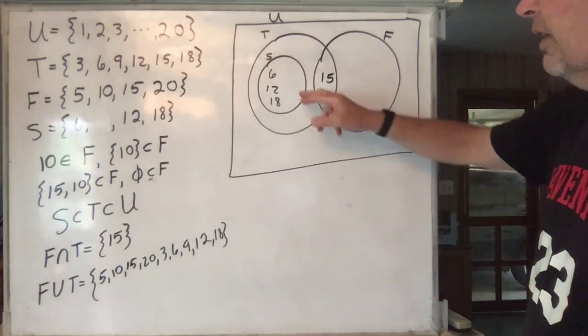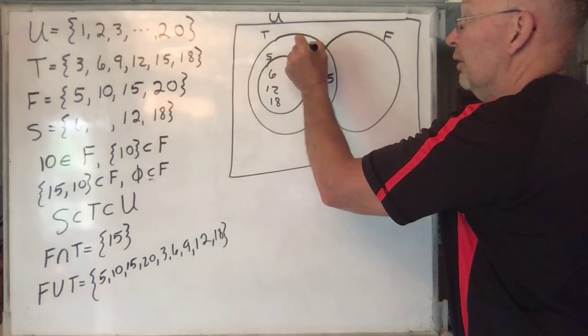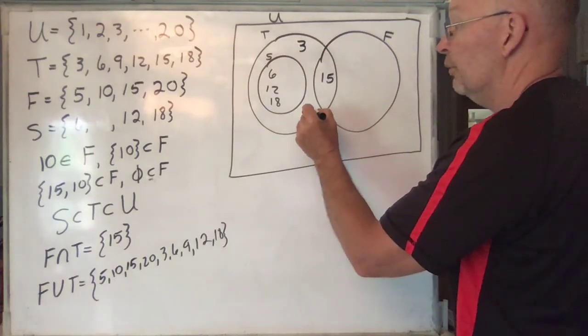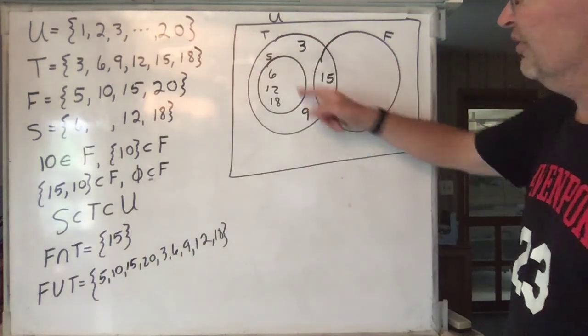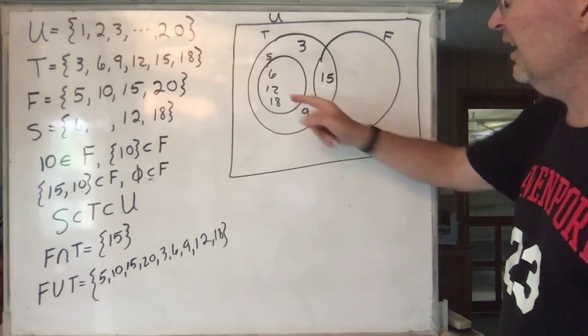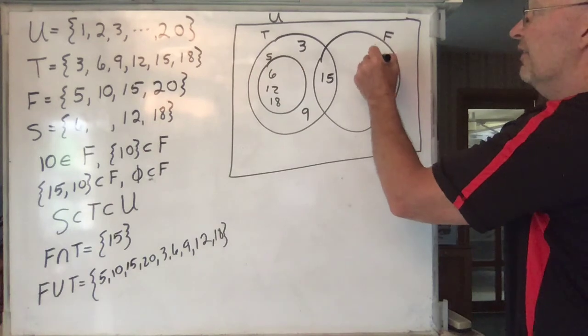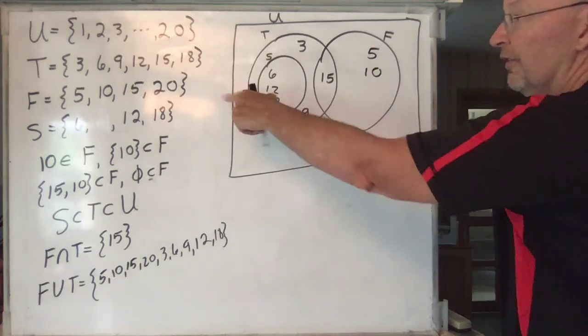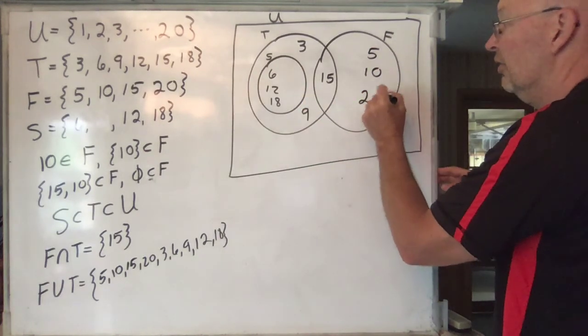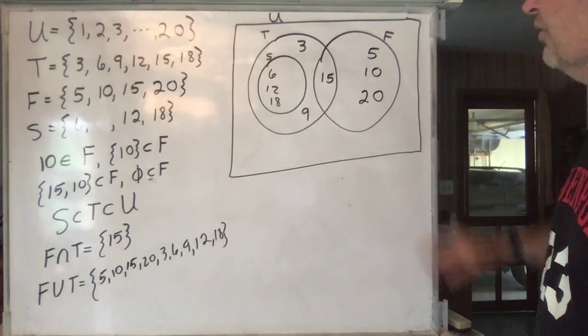And what else do we have? We have 3, which would be right there. 9 would be right there, for example. 3, 6, 9, 12, 15, 18. So there they all are. What are the multiples of 5? You've got 5, 10, 15 is in here, 20, and so on. So those are all those.